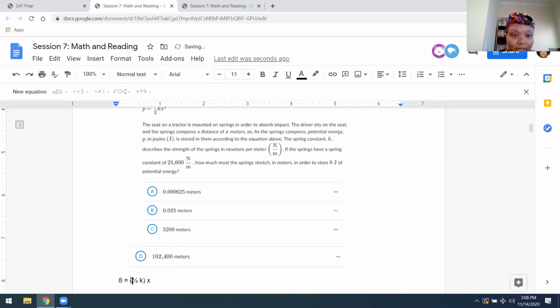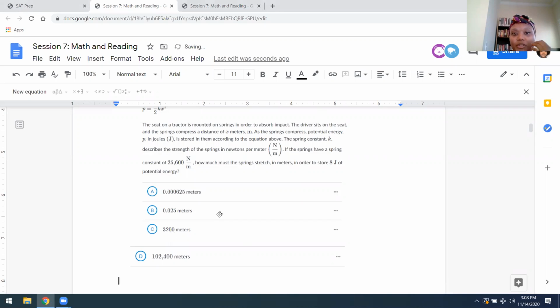I was going to try to type it as you were saying, but I don't have those typing skills for these symbols. But yes, pretty much. So B is the correct answer, 0.025 meters.